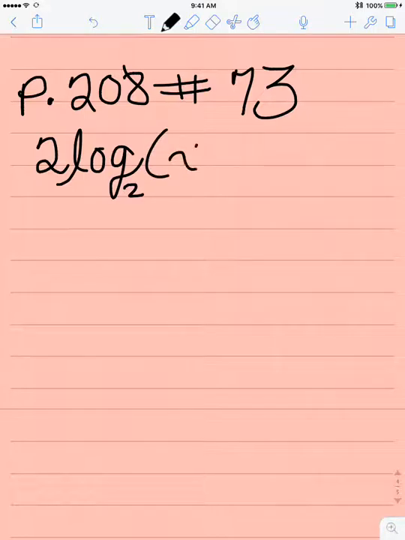So here we go. That's 2 log base 2 of x plus 3. And the directions in the book say to condense. If you think you know how to do this, and I hope you do, go ahead and pause this video and see if you and I end up with the same answer.